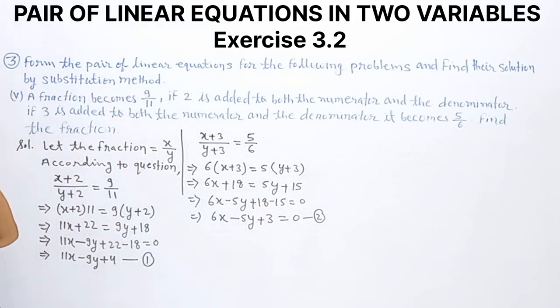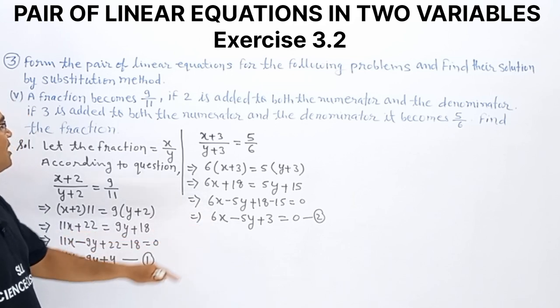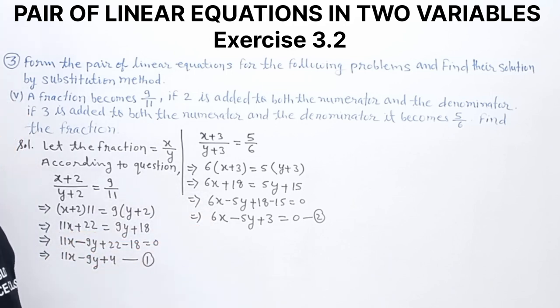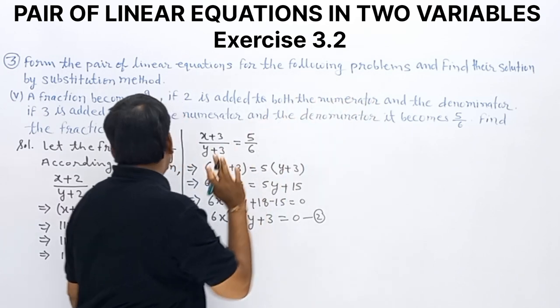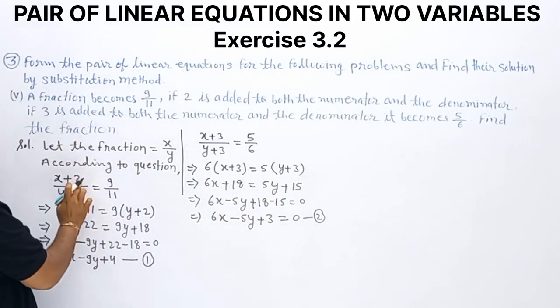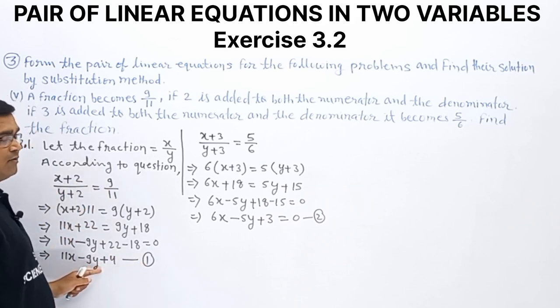So what we are getting from this is 6x minus 5y plus 3 equal to 0. This and the earlier one are both a pair of linear equations in two variables. Observe again what we are doing in this question. We want to find the fraction, so we assume the fraction equal to x upon y. According to the question, when 2 is added to both the numerator and denominator, it becomes 9 upon 11. We solve it and get this linear equation in two variables.